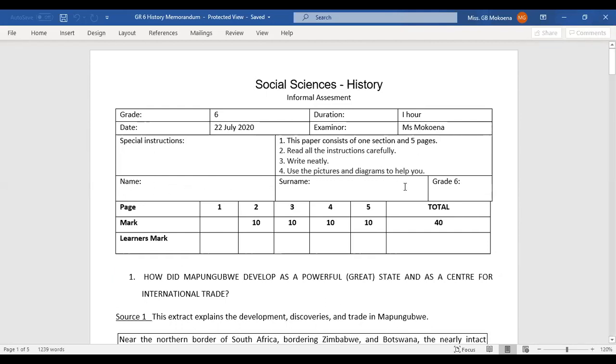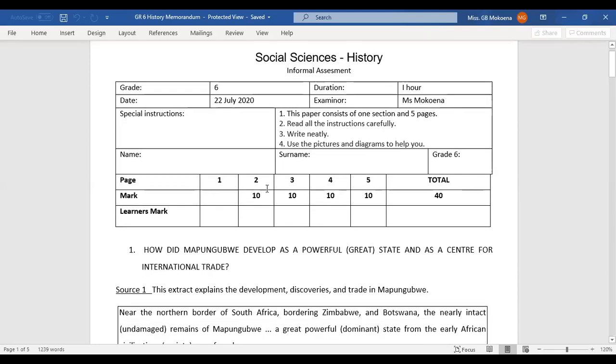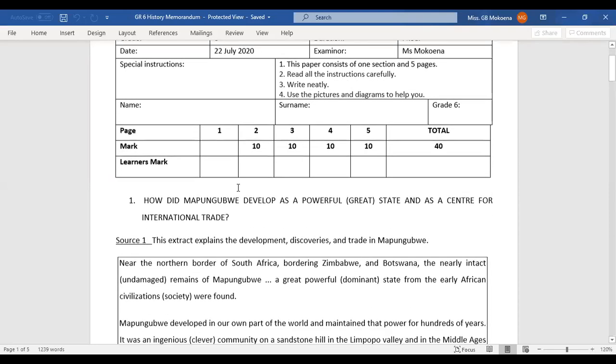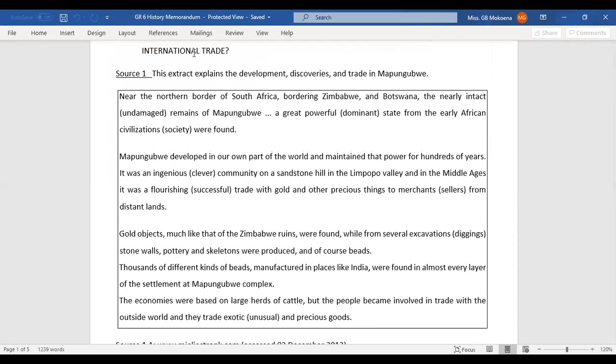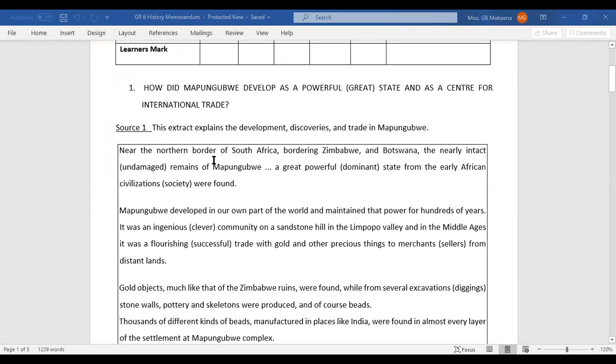So here you are supposed to write your name and surname. Then that's all, okay? So I have the first source. I want somebody to read the source for me, about how Mapungubwe developed as a powerful state and as a center for international trade.